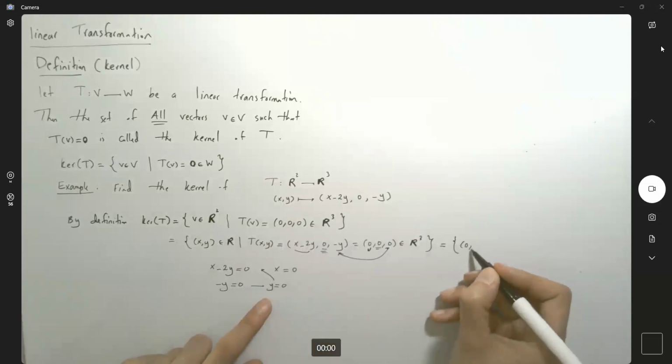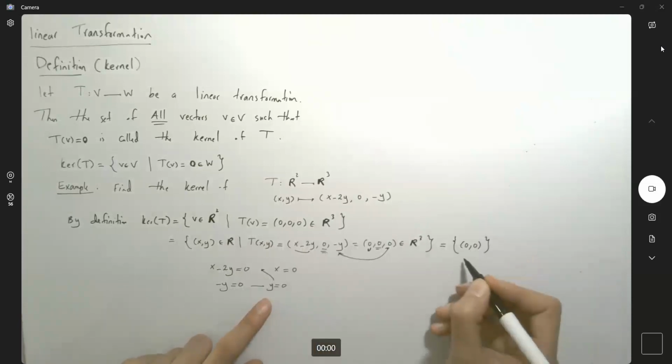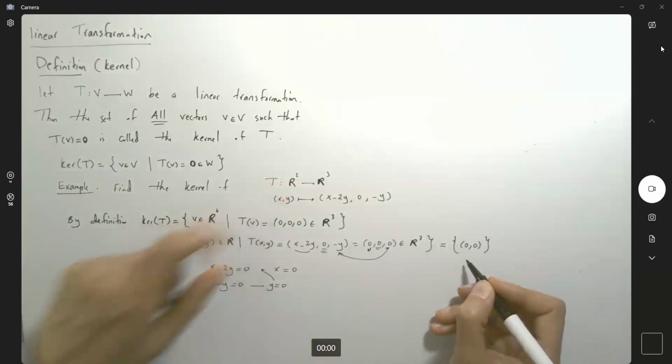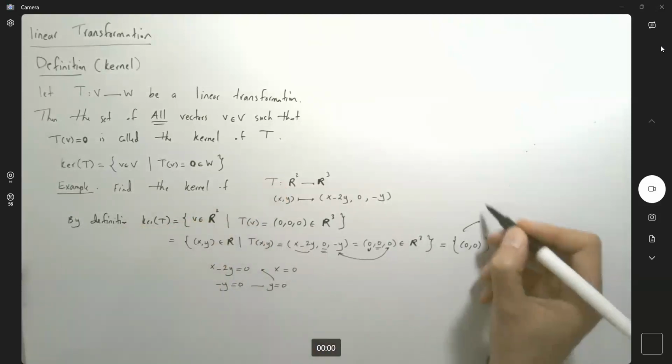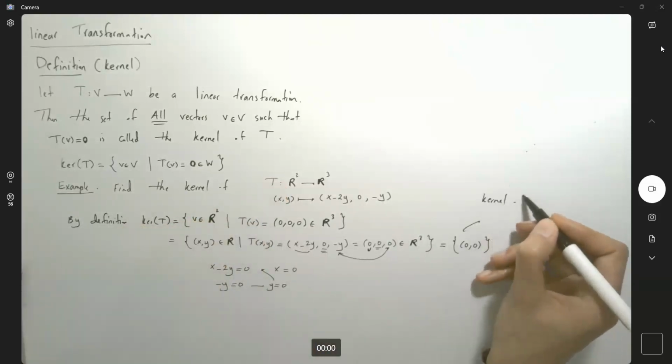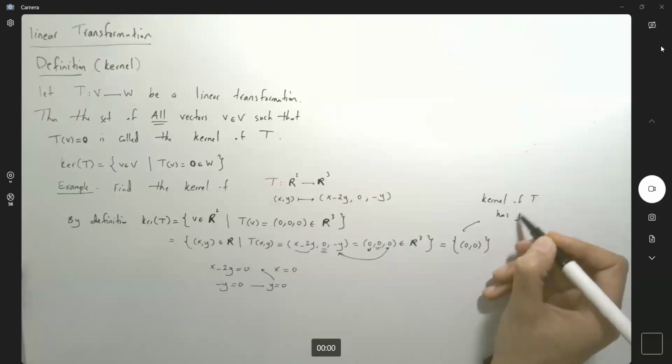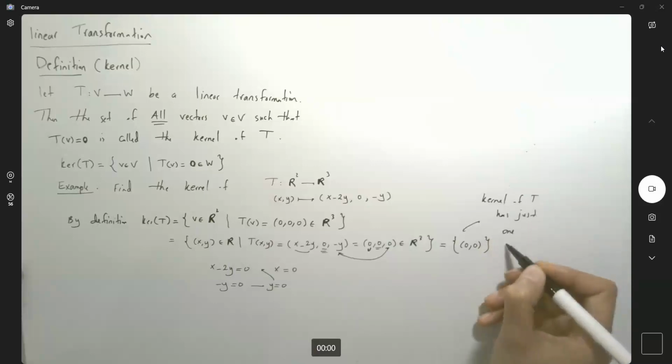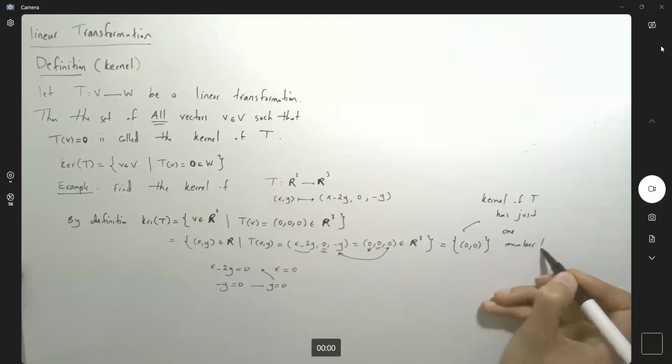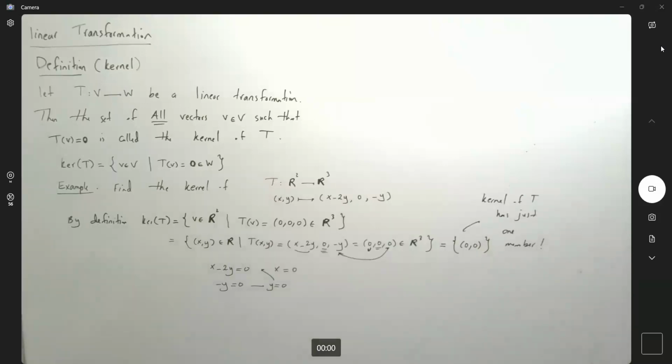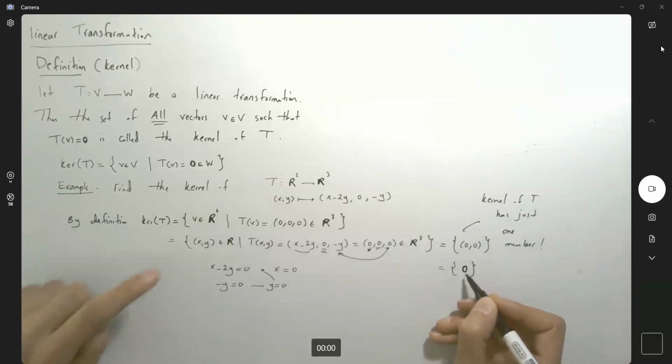So you have the 0 vector in the plane. The kernel of T has just one member. You can basically denote this guy by bolded 0 here, representing 0 in the plane.